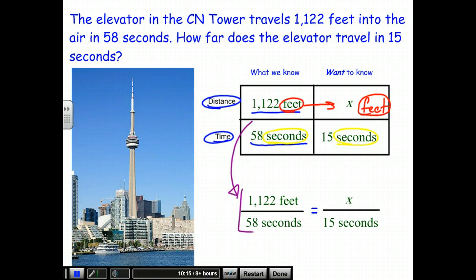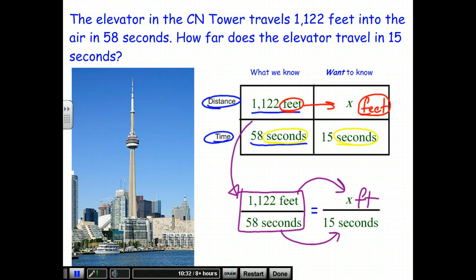If you can see that what we know is already 1,122 feet in 58 seconds, then all you have to do is make sure that your feet end up on the top and that your seconds end up in the denominator. Now again, we're not going to solve it. We're just writing the proportions. Solving is what we're getting to next.